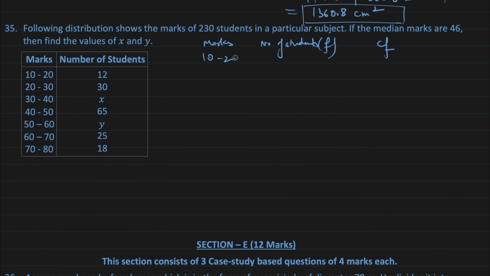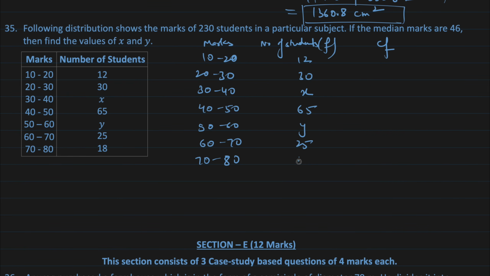So 10, 20, let's write the class interval first, 30, 40, 40, 50, 50, 60, 60, 70, 70, 80, and frequencies 12, 30, x, 65, y, 25, 18. Hope all values are correct. Cross check when you write down, there is no mistake that you copied here, right? And their summation of fi's is 230, sorry.